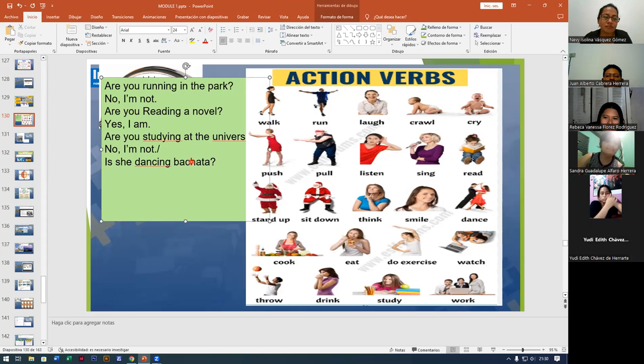Possible answer? No. No, she is not. No, she's not, right? Because it's negative. No, I love bachata. She dances punk. Only punk, that's the type of music. So as you have that the answer is short and is negative, it's necessary to have a contraction here, right? Not the complete form, but the contraction form.